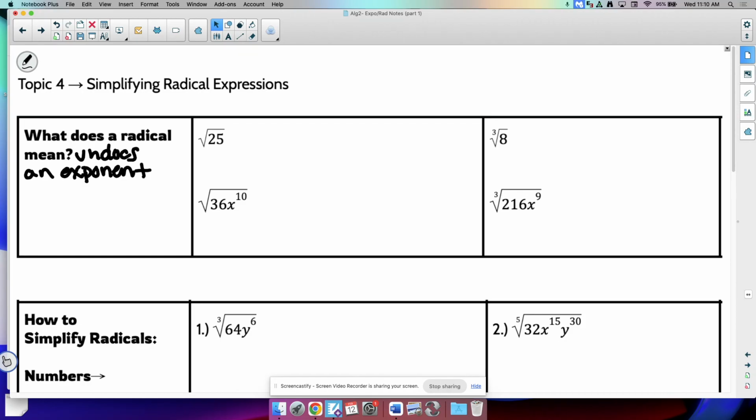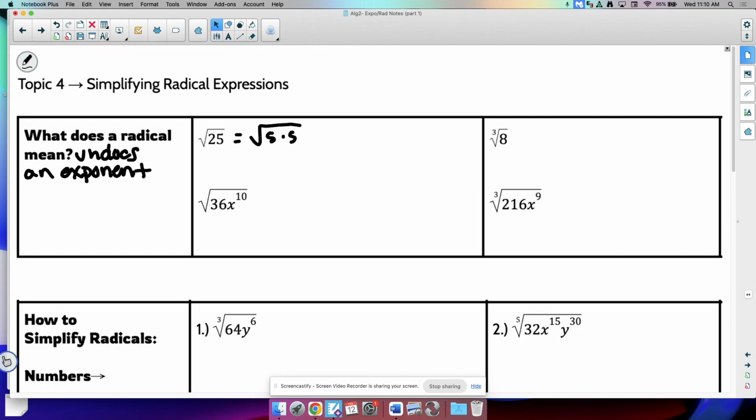And then this is kind of a different way to think about it. You know how an exponent is just repeated numbers? So we know the square root of 25. What's the square root of 25? 5. The reason the square root of 25 is 5 is because 25 is 5 times 5.